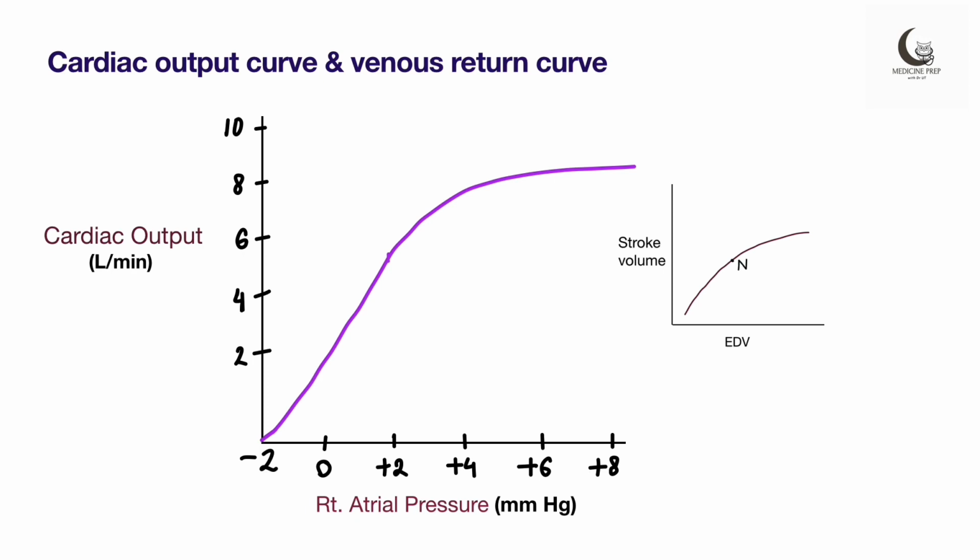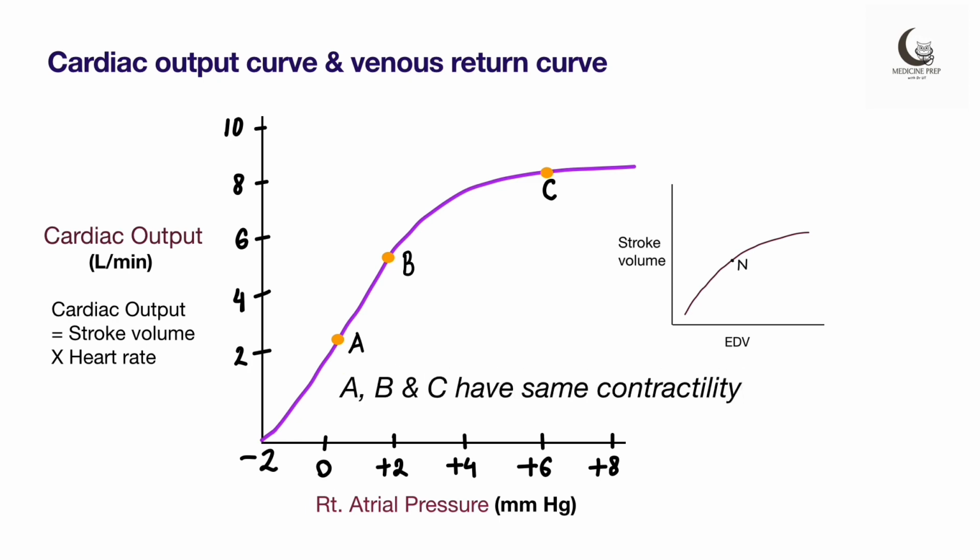Now, right atrial pressure actually determines your end diastolic volume in the right ventricle. So, it is a good enough surrogate for it. And cardiac output is directly proportional to stroke volume. In fact, in a lot of textbooks, the terms cardiac function curve and cardiac output curve are used interchangeably. So, in all essence, this curve will behave in a very similar fashion, and all points on the cardiac output curve have the same contractility.